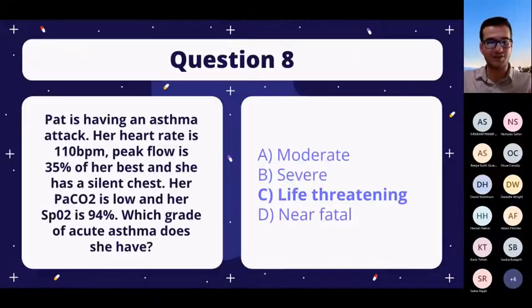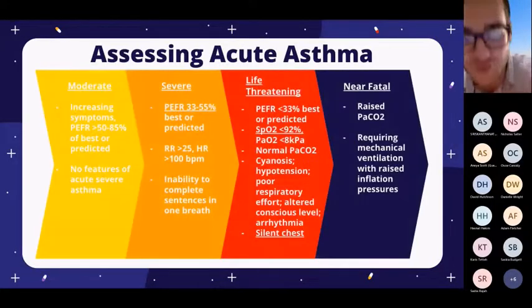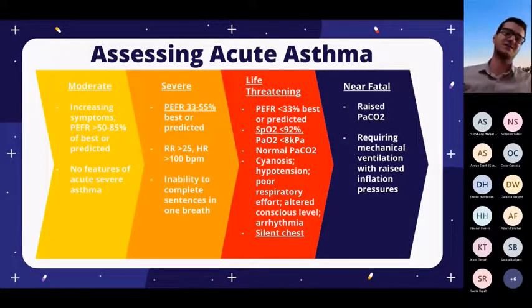But what we do have, sorry for all this flicking between things, is a silent chest. This is really worrying. This is telling you that airways are so constricted that they can't really get any air through them. They can't even create a wheezing noise. They're just totally snapped shut. That's really worrying. And if we've got just that one feature of a life-threatening asthma attack, then this is a life-threatening asthma attack.